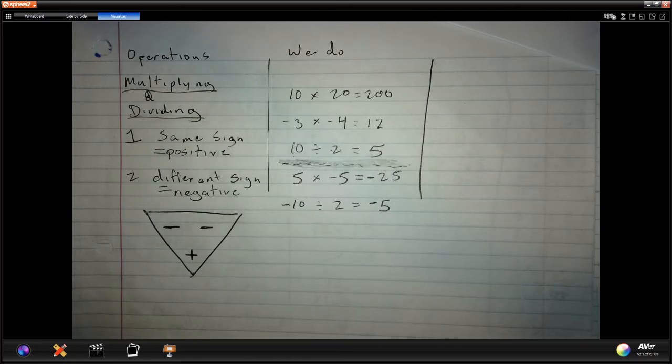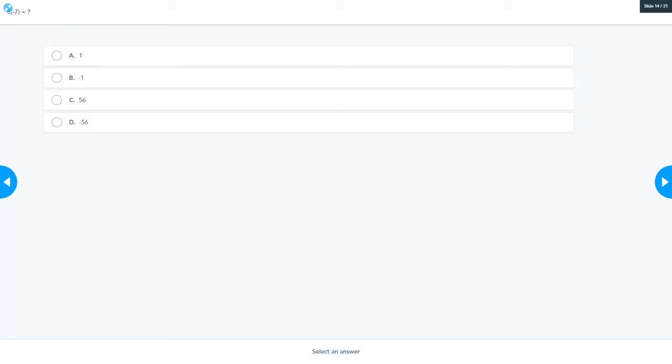So on your Nearpod, go ahead and select the answer you think it's going to be. You got to do the math. You got to use your notes. All right, and we'll go to the next slide in 3, 2, 1. Make sure to hit pause if you need some more time. Otherwise, we're moving on.